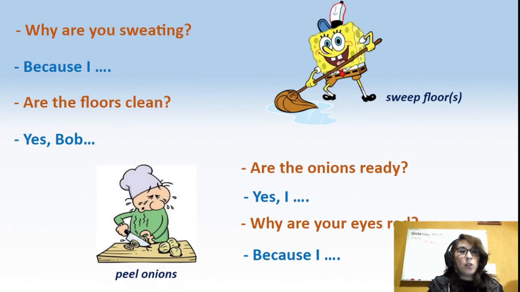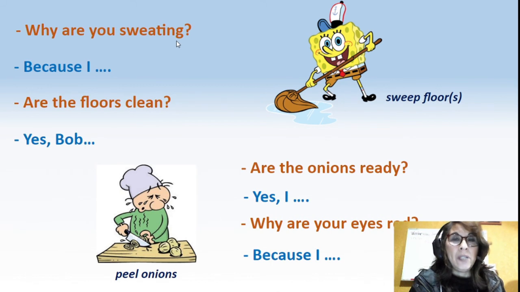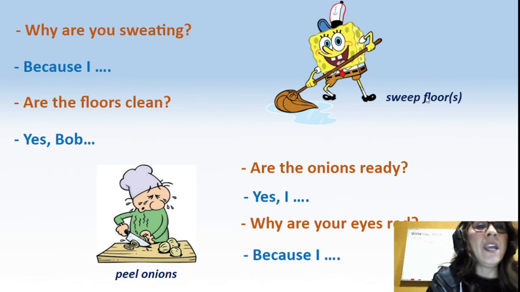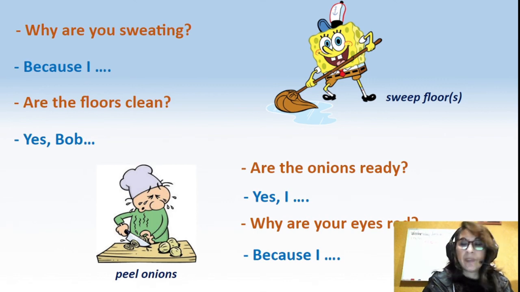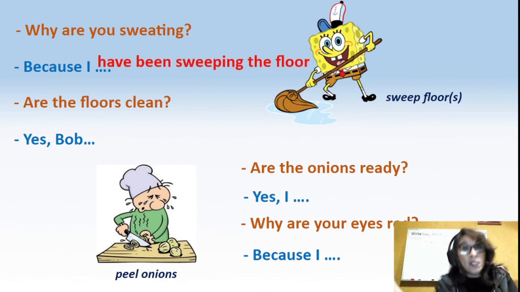Well, here we have more examples, but analyze them. Why are you sweating? I ask Bob. And we are going to use the verb sweep and the noun floor. Why are you sweating? Because, try to think, what is the answer? Because I have been sweeping the floor. Porque he estado limpiando o barriendo el piso.